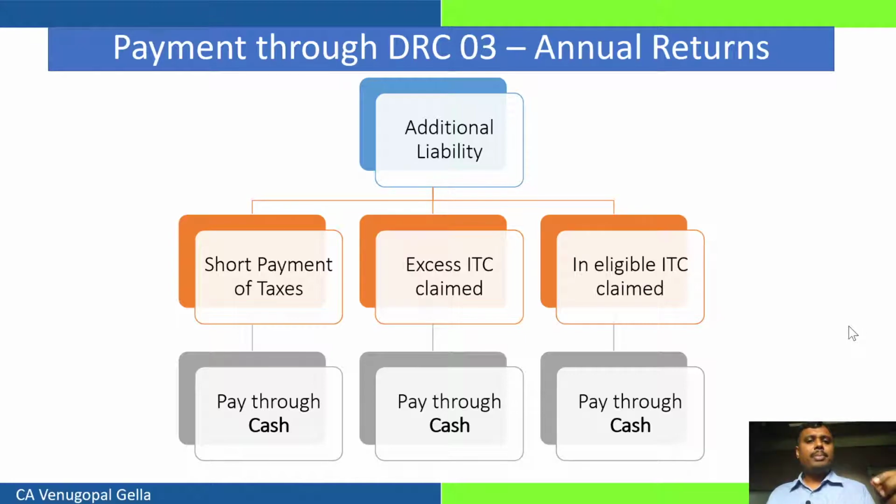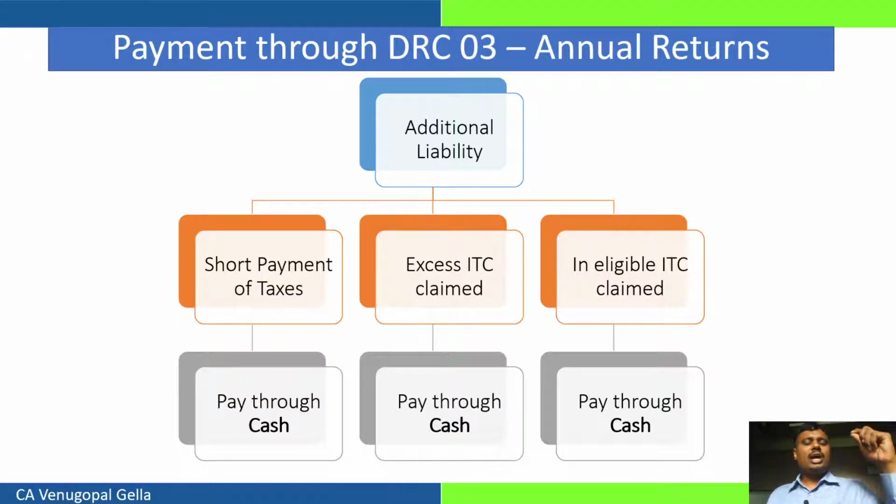Why so? Because this is a liability of 18-19 which you are paying now. Input tax credit of 18-19 is not available now. The input tax credit which is available now is pertaining to either 19-20 or 20-21. You cannot borrow the future input tax credit to pay the taxes which are there now. That is why we have to pay the taxes under DRC03 necessarily through cash only.